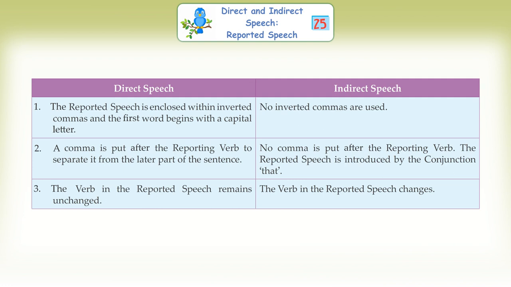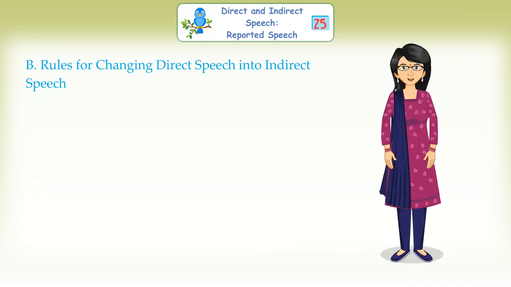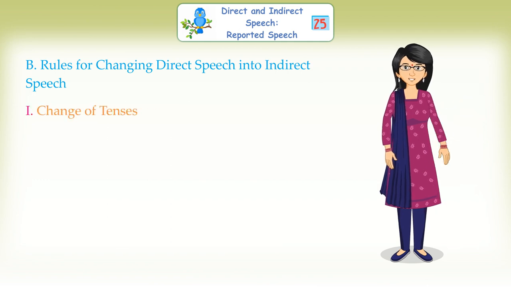Indirect speech: No inverted commas are used. No comma is put after the reporting verb. The reported speech is introduced by the conjunction that. The verb in the reported speech changes. Rules for changing direct speech into indirect speech.